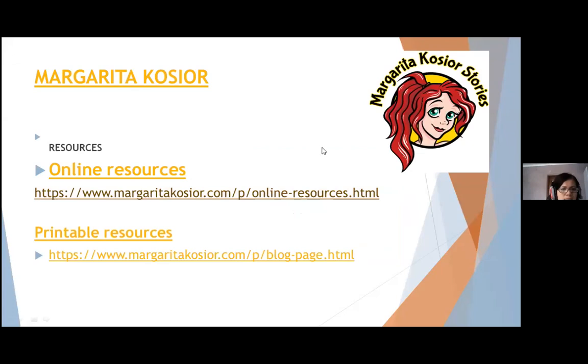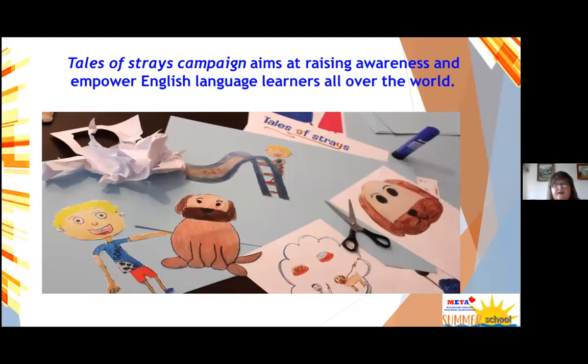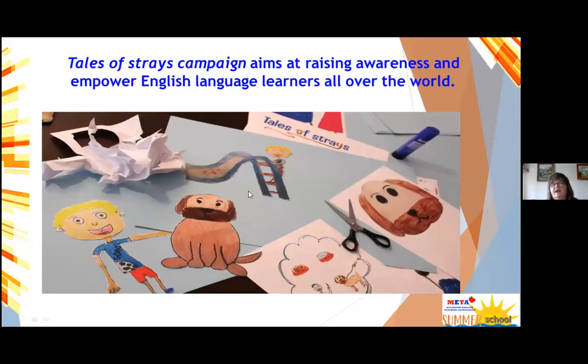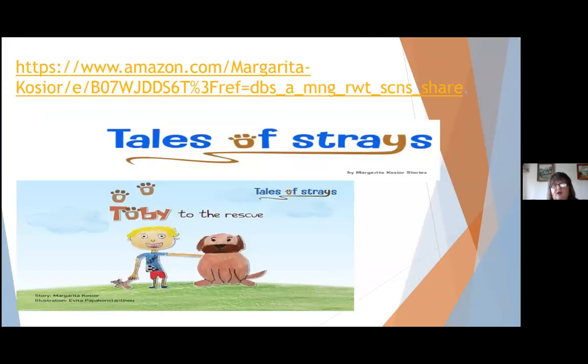Yes. Yeah, there are a lot of printable resources, so you can later access them, and they're really very helpful. You know, this is the way Margarita worked with this Tales of Stray campaign, right? Which aims at raising learners' awareness and empowering English language learners all over the world. So this is an international project. This is the book I was talking about. You can find it on Amazon, Tales of Stray.